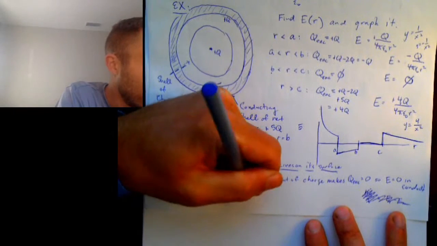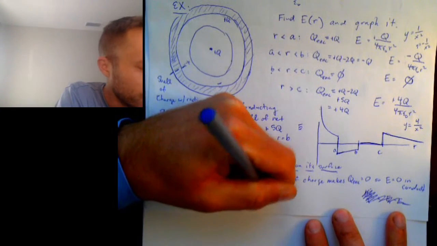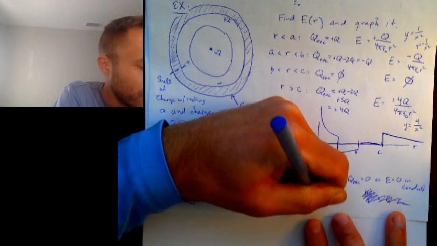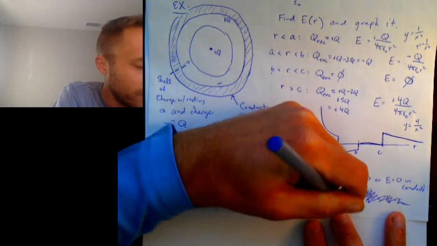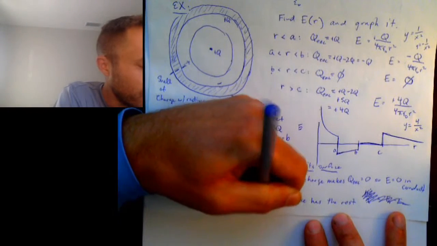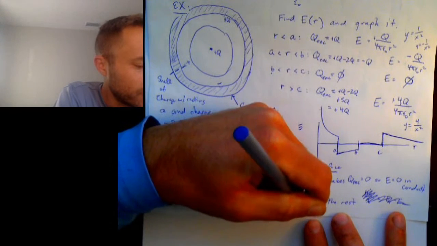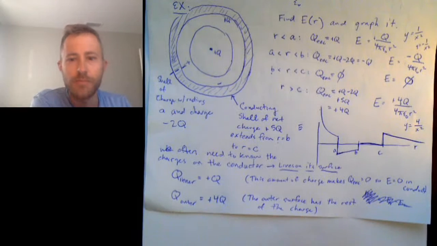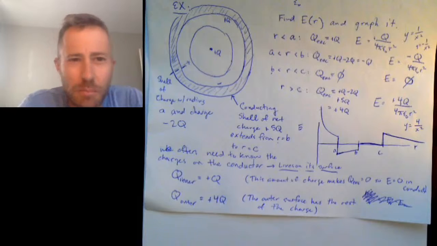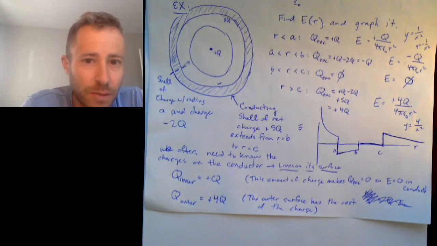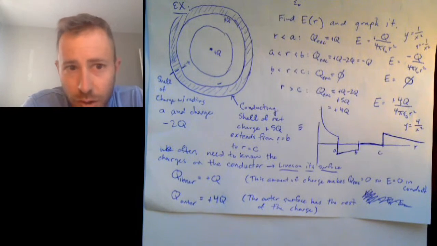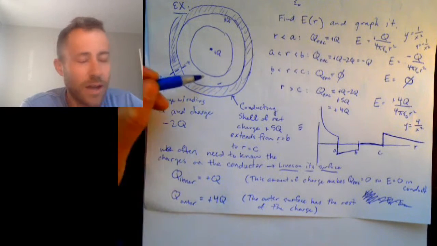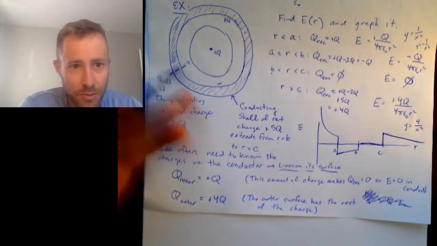Okay, so the outer surface has the rest of the charge. I would say most of the time you don't have a charged conductor, you have an uncharged neutral conductor, in which case the inner and the outer surfaces have opposite charges.